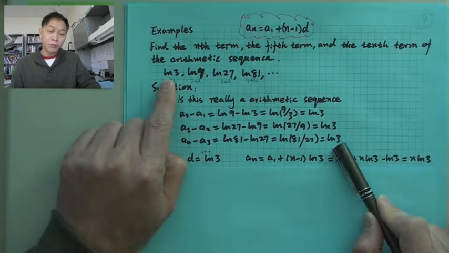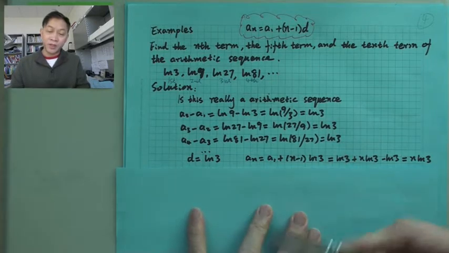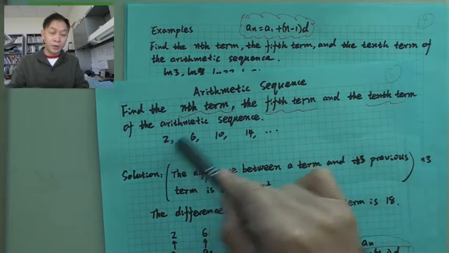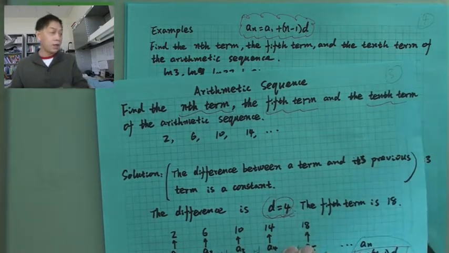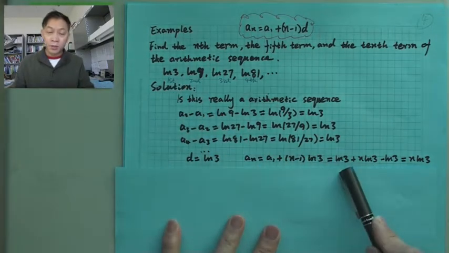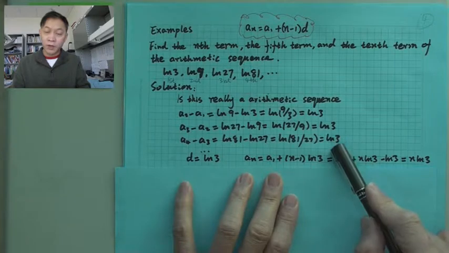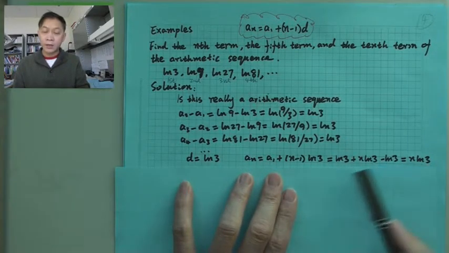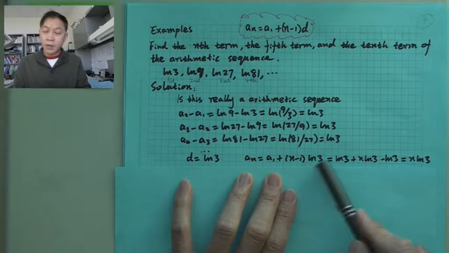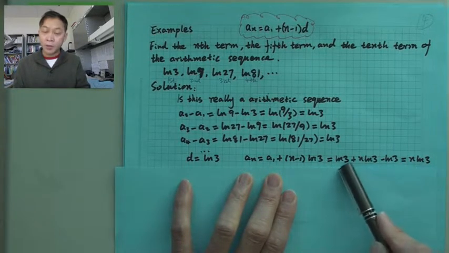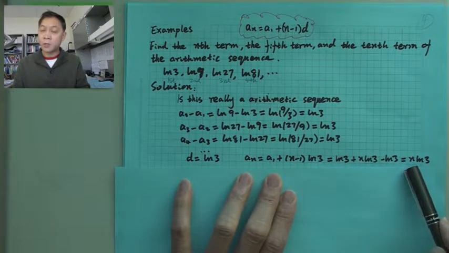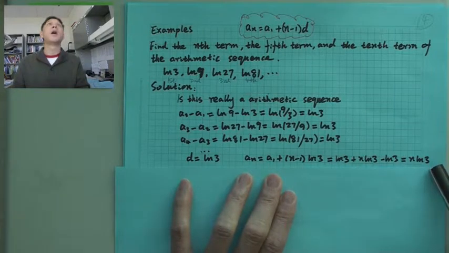In this case, the difference is actually also equal to the first term. It may not be equal, as we see from the previous example. In the previous example, the initial term was 2 and the difference was 4. In this case, the first term is natural log 3, but the difference is also natural log 3. So n times natural log 3 minus 1 times natural log 3, and the positive and negative cancel each other, so the nth term is n times natural log 3.